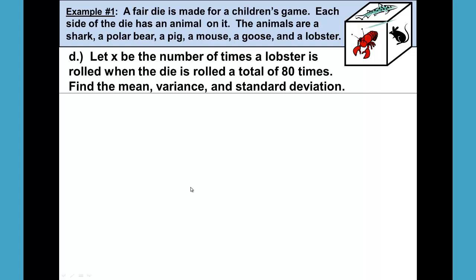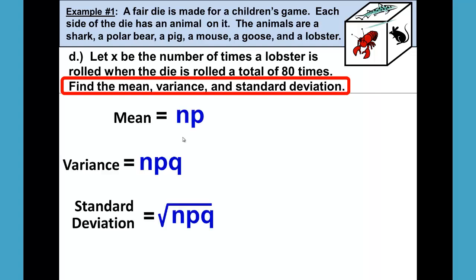Part D. Let x be the number of times a lobster is rolled when the die is rolled a total of 80 times. Find the mean, variance, and standard deviation. Our directions tell us to find the mean, variance, and standard deviation. The mean is n times p, the variance is n times p times q, and the standard deviation is the square root of n times p times q.